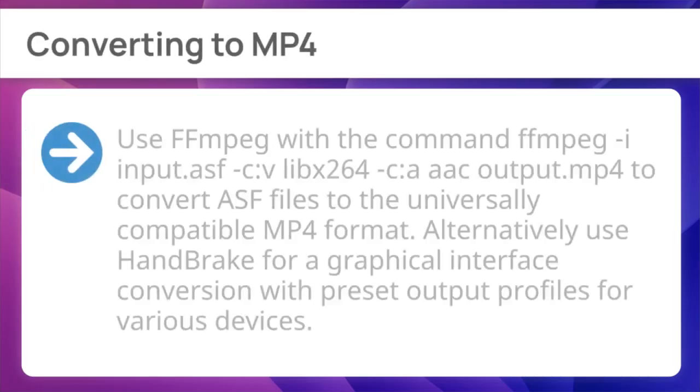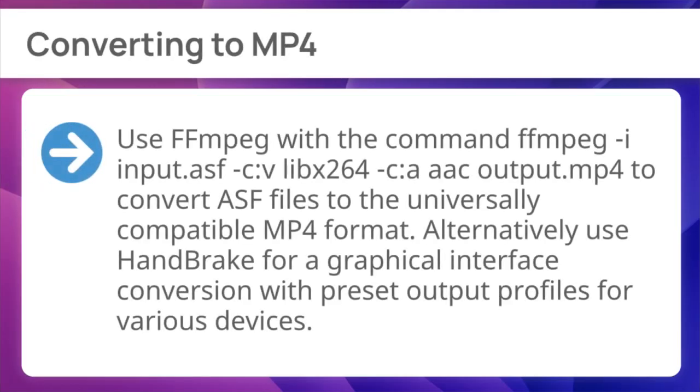Next, converting to MP4. Use FFmpeg with the command ffmpeg -i input.asf -c:v libx264 -c:a aac output.mp4 to convert ASF files to the universally compatible MP4 format. Alternatively, use HandBrake for a graphical interface conversion with preset output profiles for various devices.